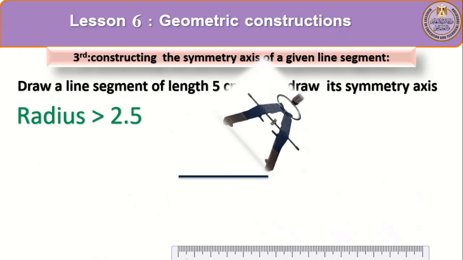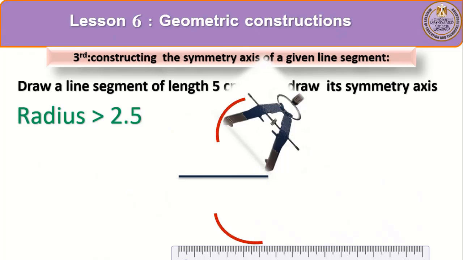After that, we must use our compass with a radius greater than half of this line segment. This line segment is 5 centimeters, so half of 5 centimeters is 2.5. So pay attention to open your compass with a radius greater than half of 5, which is 2.5. After that, we stand with the sharp point at the starting point, then draw an arc like this.